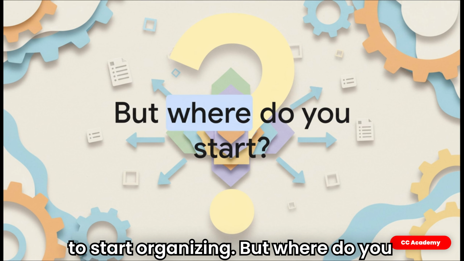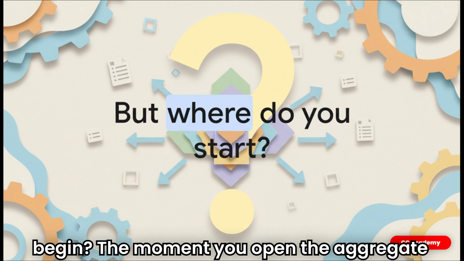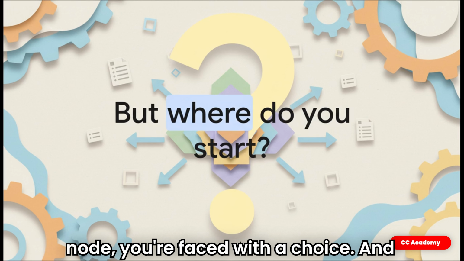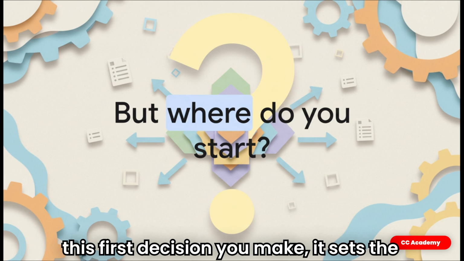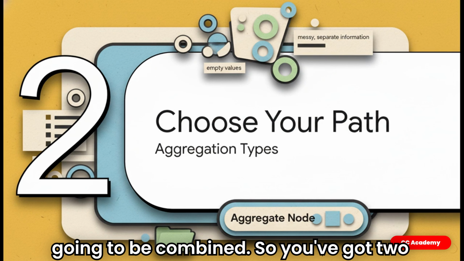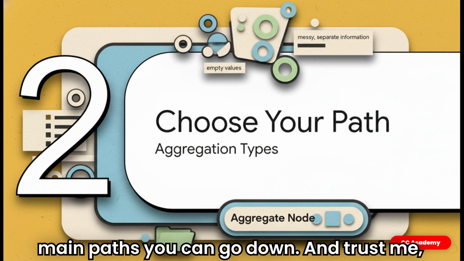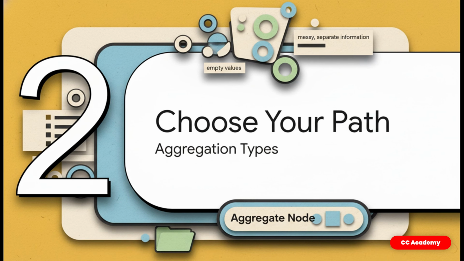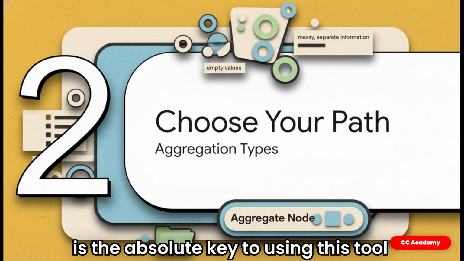Okay, so you're ready to start organizing. But where do you begin? The moment you open the aggregate node, you're faced with a choice. And this first decision you make sets the entire foundation for how your data is going to be combined. So, you've got two main paths you can go down. And trust me, understanding the difference between them is the absolute key to using this tool the right way.